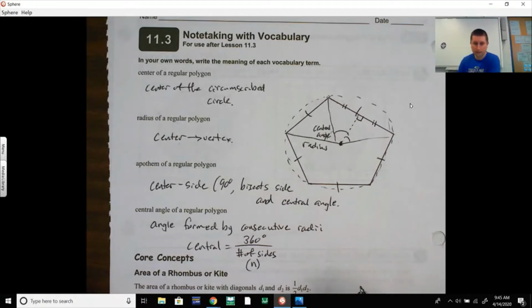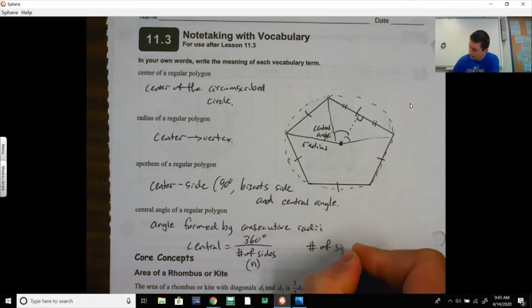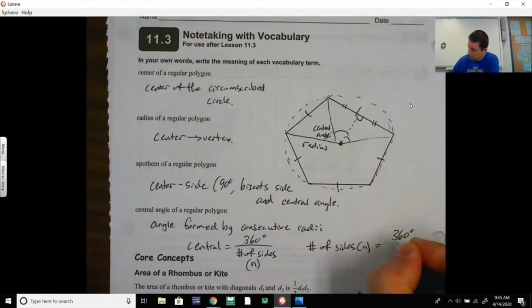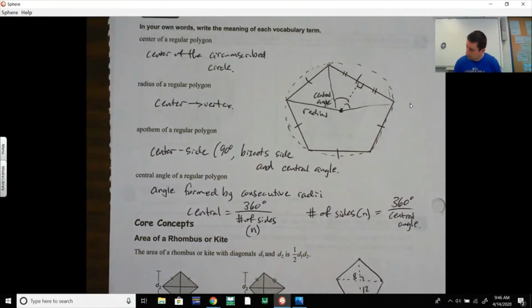So the central angle is 360 divided by the number of sides, or the number of sides, which is n, would equal 360 degrees divided by the central angle. Okay, you can switch those two around there as a proportion. Those two formulas will be helpful as well.